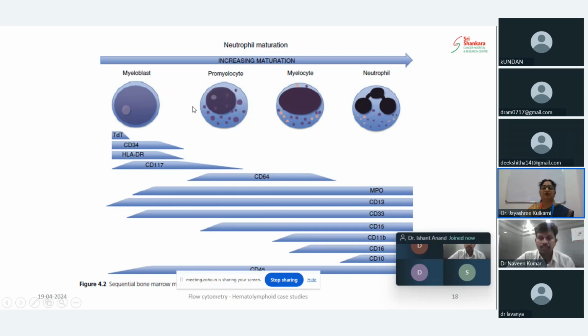I think whatever charts I'm going to show, these are from Brentwood. These are taken from Brentwood only, but you can just print them and put them in front of your desk. See them daily. It is very important to know which antigen appears where. Of course, CD45, as I told you, is the backbone marker. So it will be present throughout the maturation. This is your neutrophil maturation.